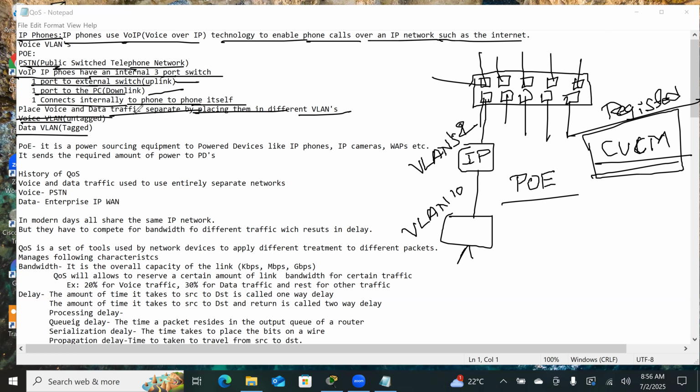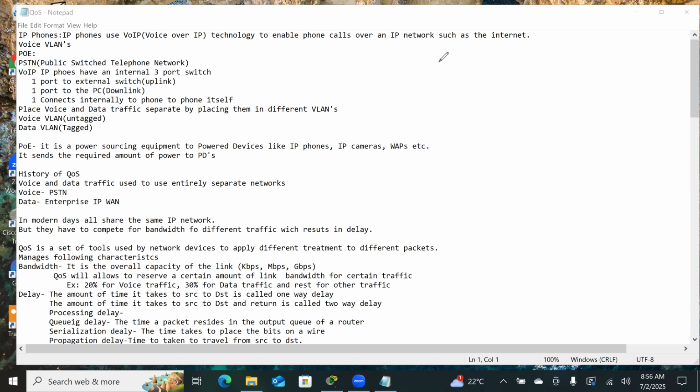Yes. Next is what? PoE. You already know that it is power sourcing equipment to power devices like what? IP phones, IP cameras, and WAP, wireless access points. So it sends the required amount of power to the PDs. PDs means powered devices here. So this was something about the IP phones and PoE.